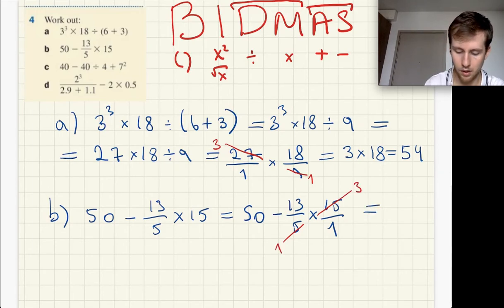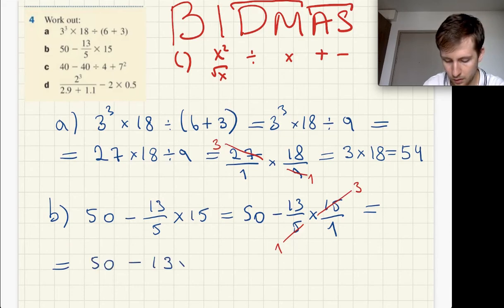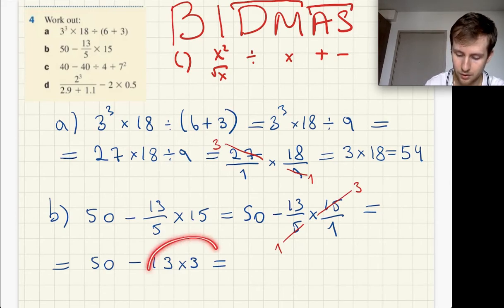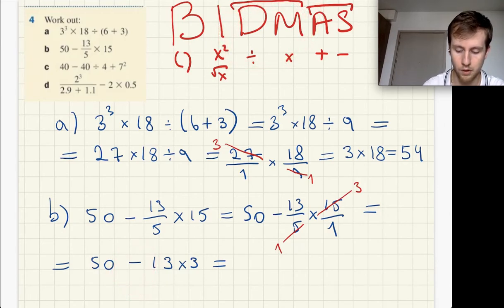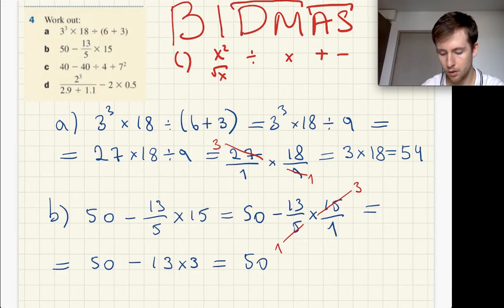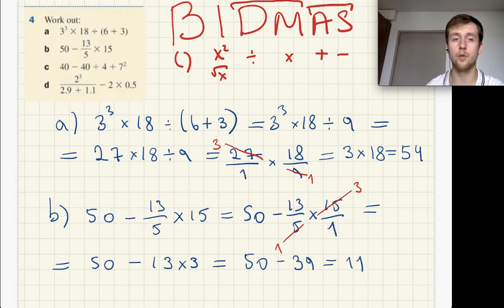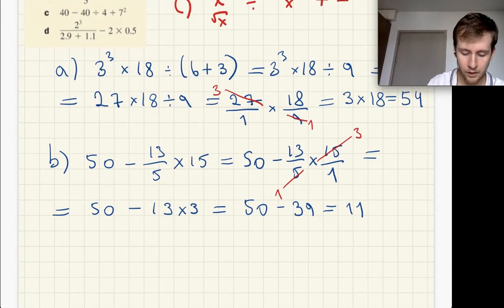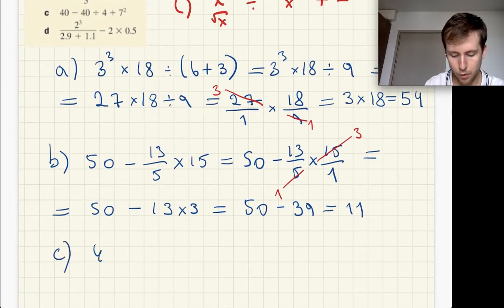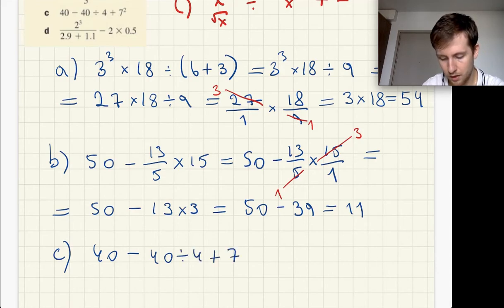And we get 50 minus 13 times 3. 13 times 3, again, we do this before this, right? Because division multiplication comes before addition subtraction. So 50 minus 39 equals 11. In C, we have 40 minus 40 divided by 4 plus 7 squared.